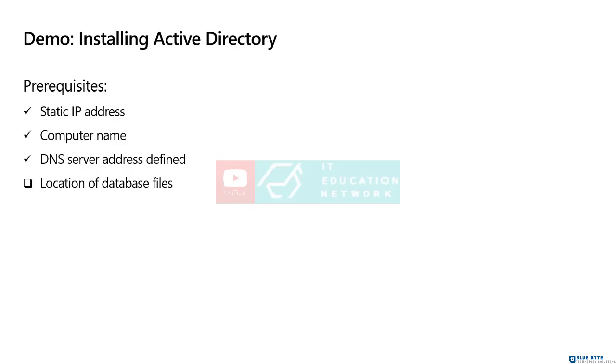On my machine, the DNS server address is going to be the same as the IP address of the machine. It's going to use itself for DNS, so it's going to write all those records directly to the local machine itself.